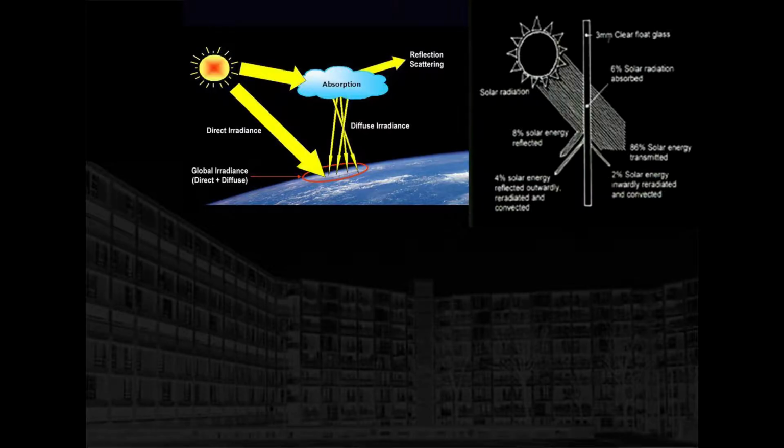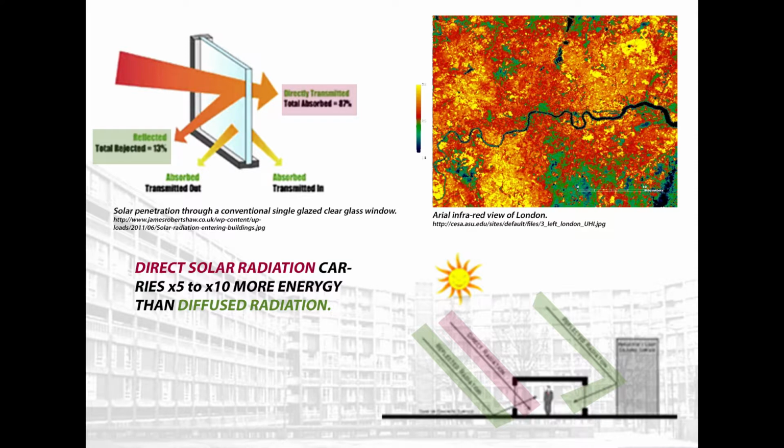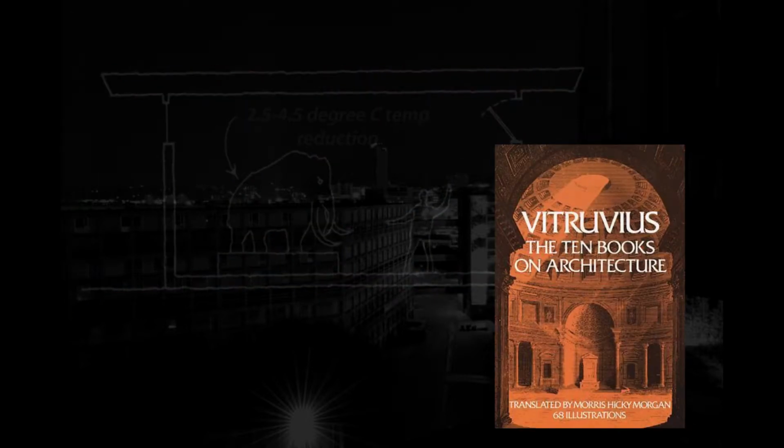Note that total solar load is either direct radiation, diffuse radiation, or reflected radiation. Direct radiation carries 5 to 10 times more energy than diffuse radiation, whereas reflected radiation in built-up areas can also contribute to urban heat island effect. Successful solar shading design reduces temperatures by about 2.5 to 4.5 degrees on average on a south-facing facade. Earliest forms of solar shading design can be seen as far back as Vitruvius' 10 books on architecture.